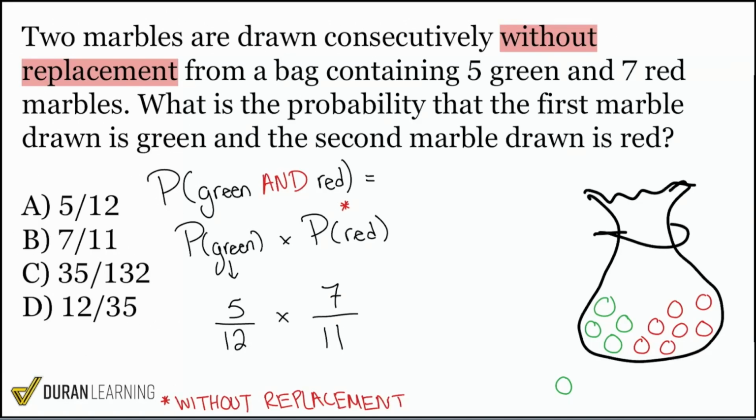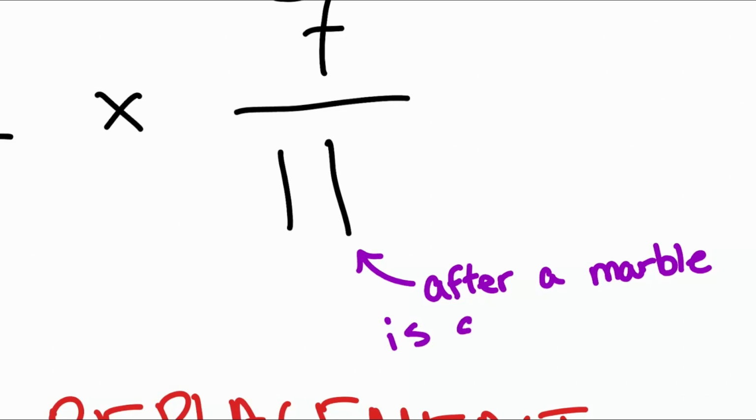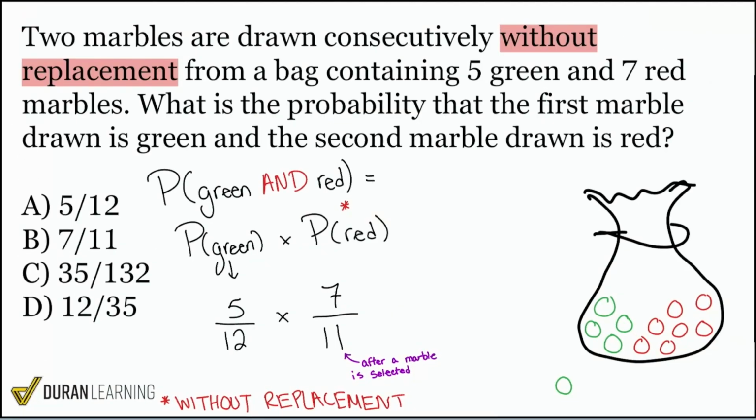Because again, let me go ahead and just zoom on in here. This is 11 after a marble is already selected. After a marble is selected, we are not making it available to be chosen again. So that's why we go down from 12 original marbles down to 11 in the second probability, because we're choosing from what's left. We're not resetting everything. We're simply choosing from what is left. And so there are 11 left. There are 7 red in there remaining. Booyah. 7 over 11.